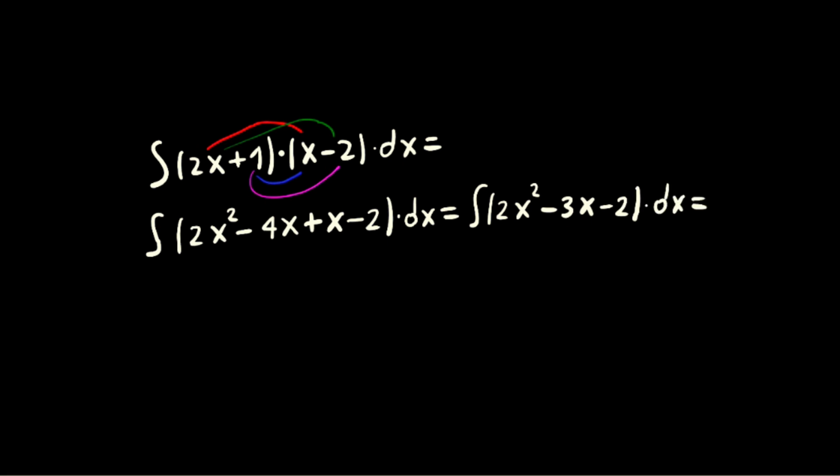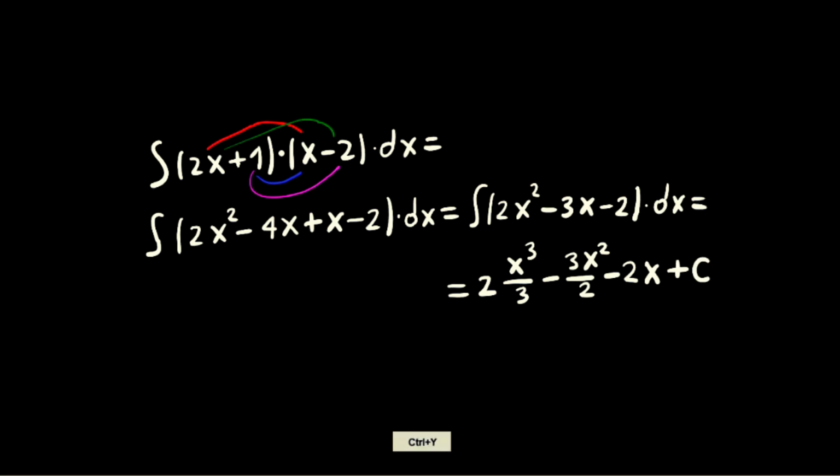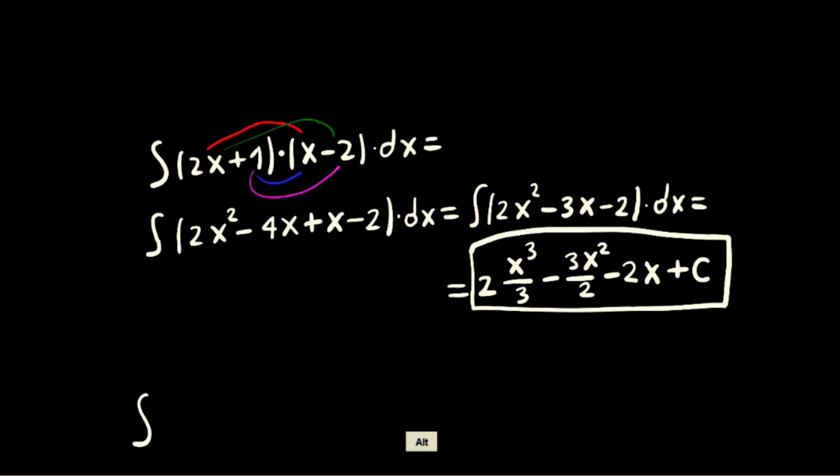So, now, let's integrate. This is going to be 2x cubed divided by 3, minus 3x squared divided by 2, minus 2x plus c. And this is the answer. We can't really simplify it, so we're going to leave it like that.